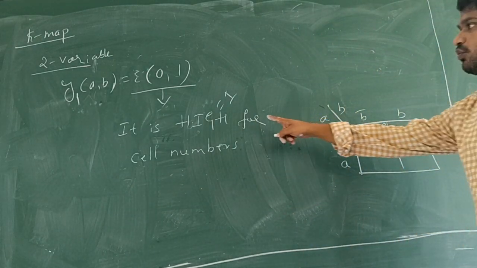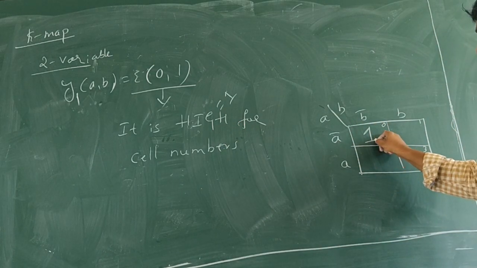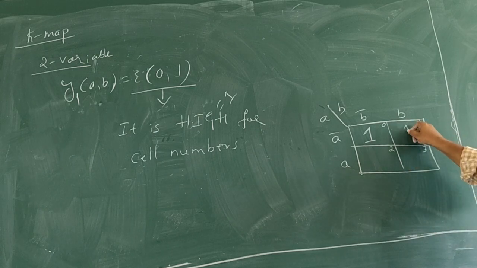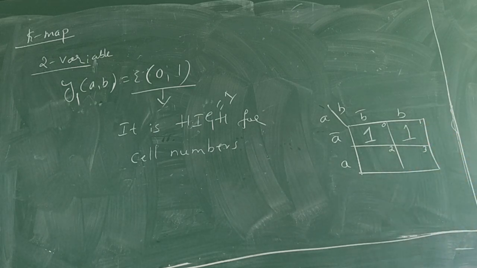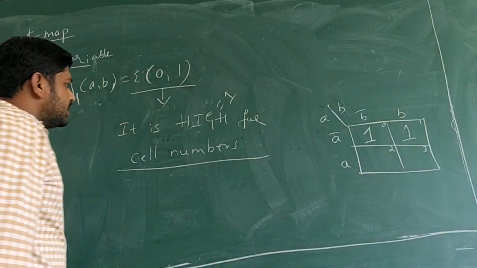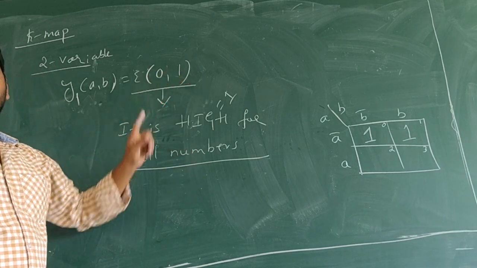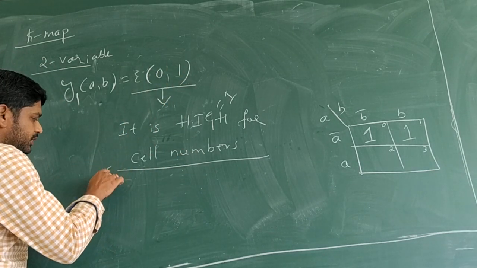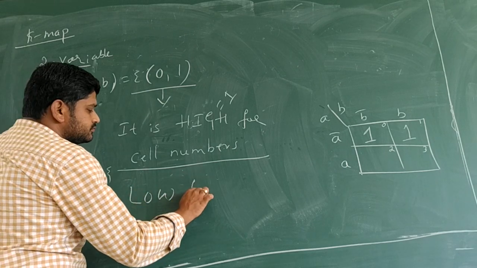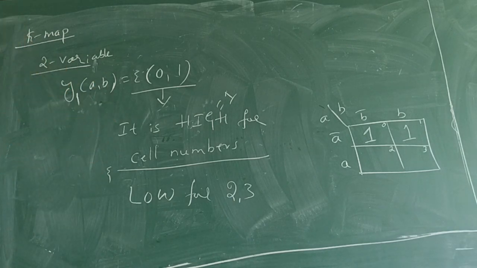So which all cell numbers? 0 and 1. So what I have to do? Write big size 1 in the given cell 0. Also big size 1 in the cell number 1. So what does it mean? It is high for cell numbers 0 and 1. It also means that it is low for 2 and 3.